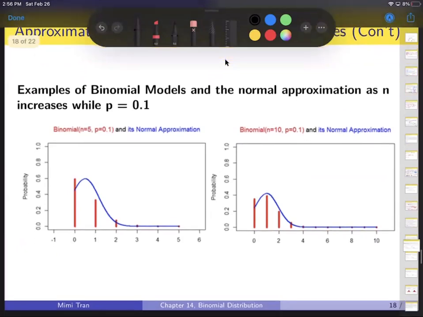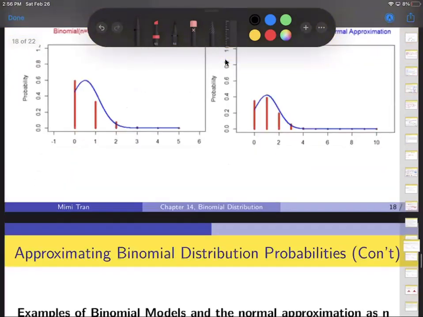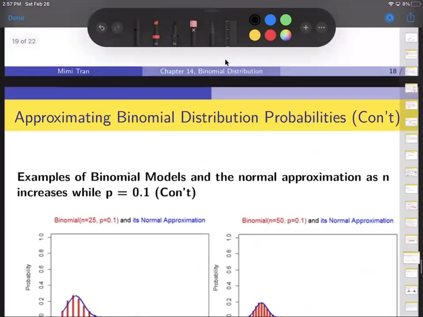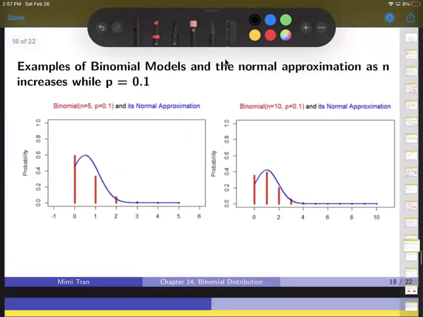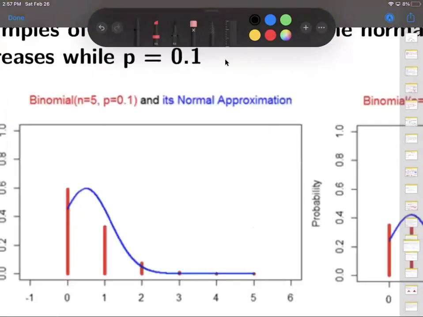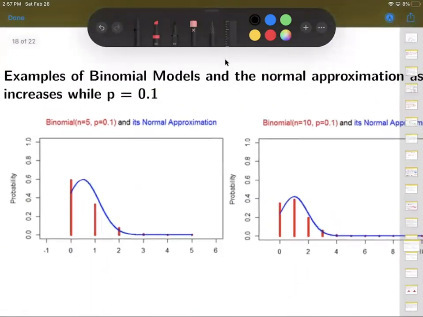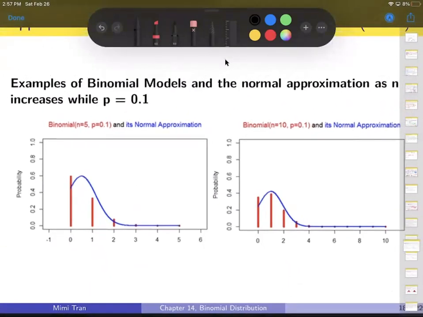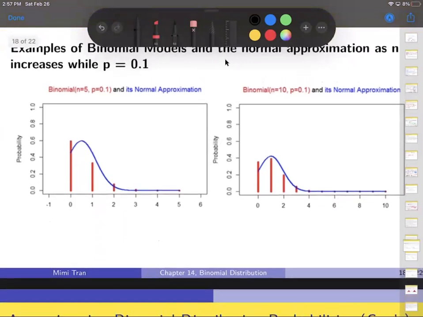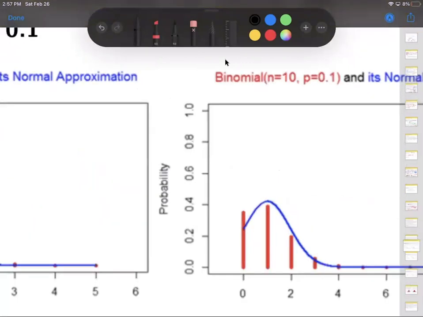Maybe it is. Yeah, it is the same problem we did. So when n equals 5 and the probability of success is still 10%, the curve looks like this. When I draw a density curve over all those sticks, it looks sort of right skewed. What about when I increase from 5 to 10?